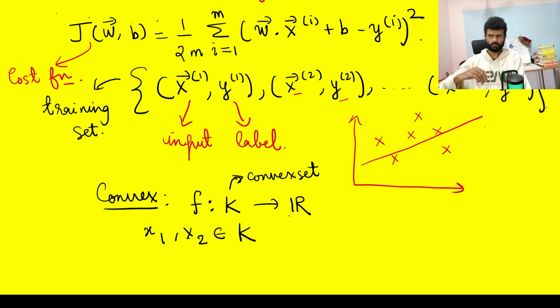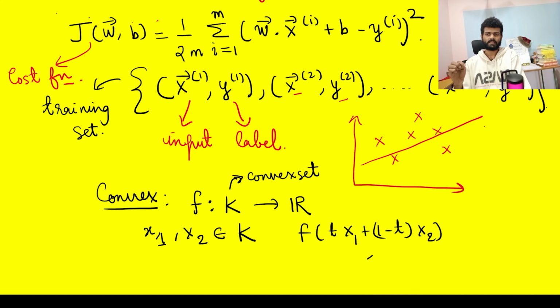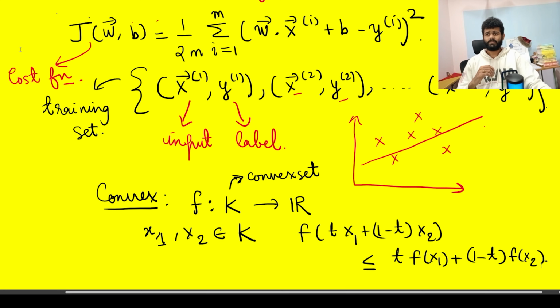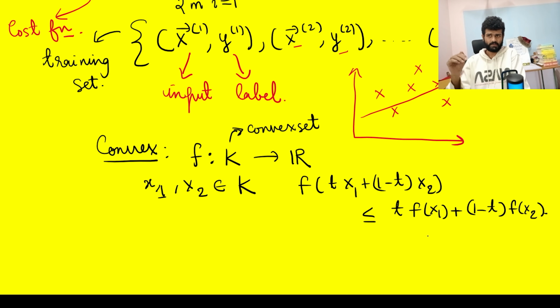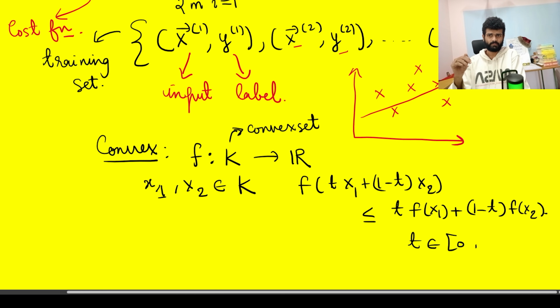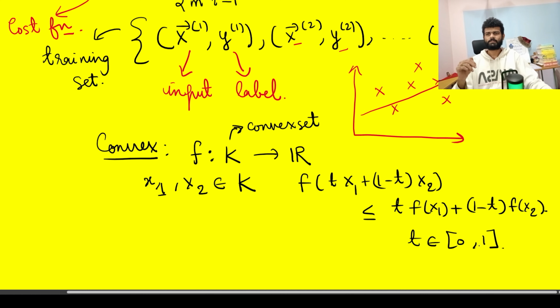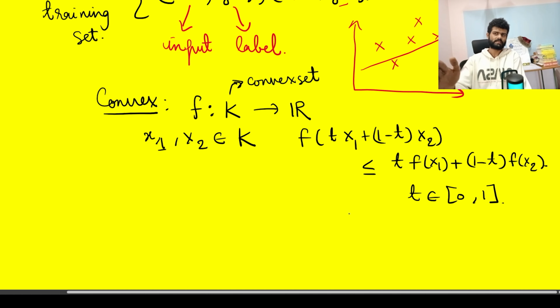Okay, this is a convex set, and if you take 2 inputs from this set k, then if you evaluate this particular value, t x1 plus (1 minus t) x2, this is less than or equal to t f(x1) plus (1 minus t) f(x2). This happens for t in [0, 1]. Let me explain what is going on here. This is basically the definition of a convex function.